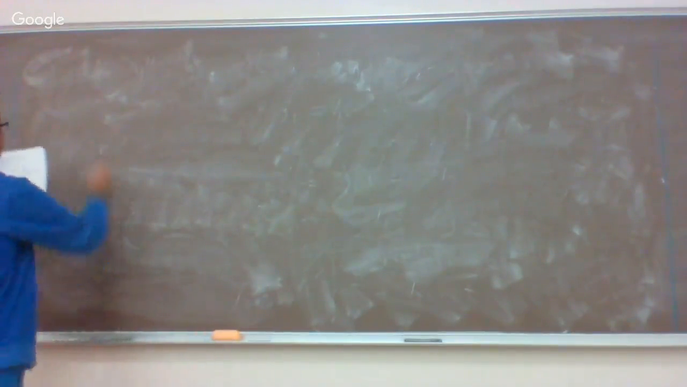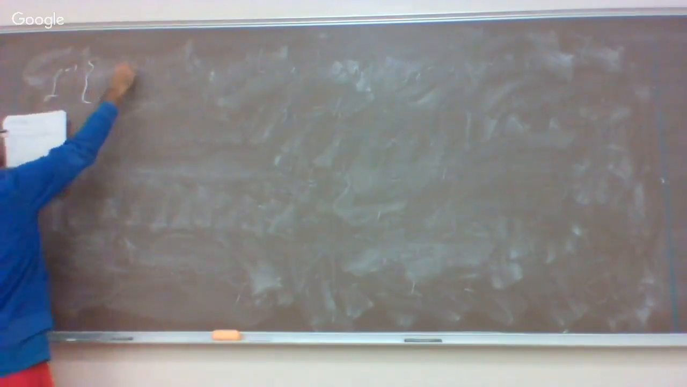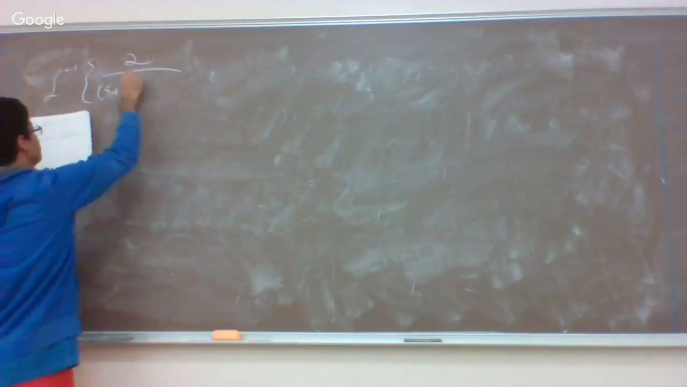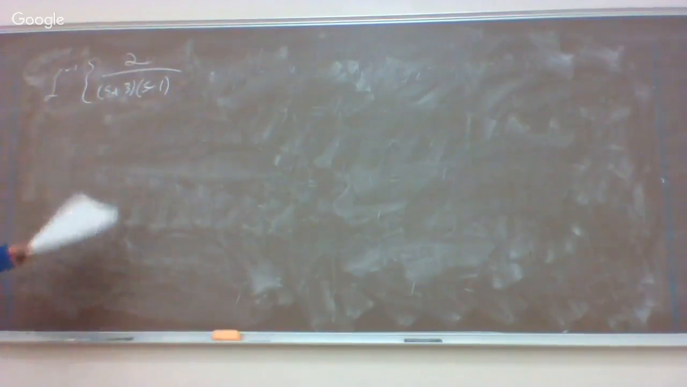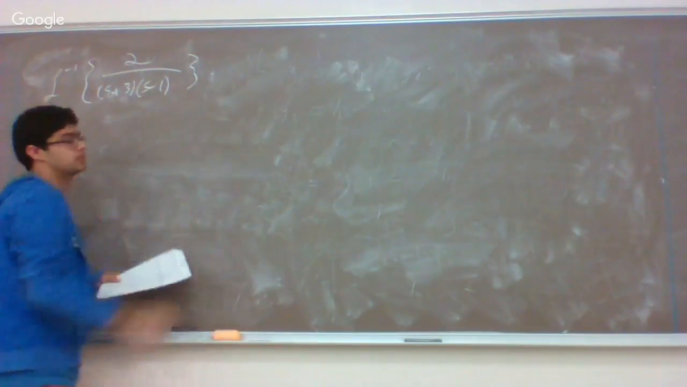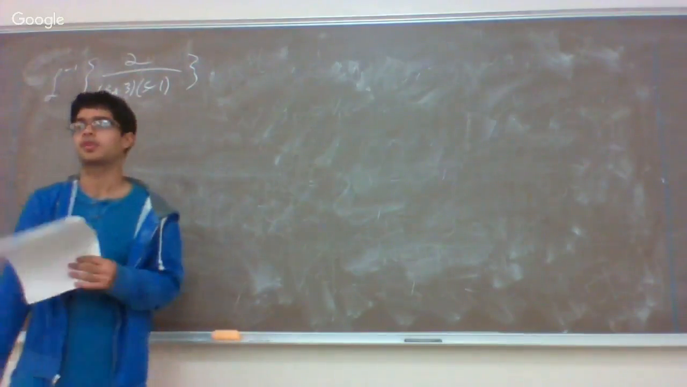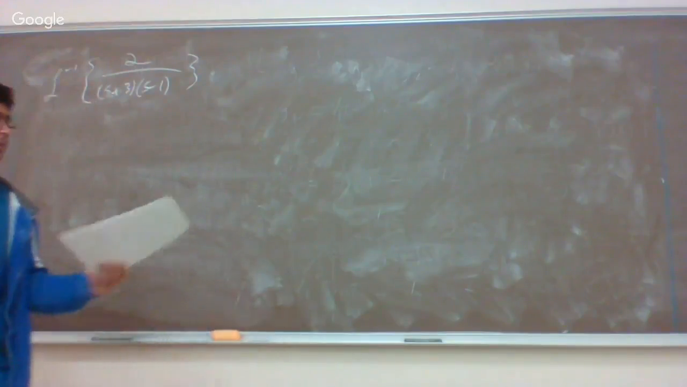So we are given the Laplace. We have to find the inverse Laplace of 2 over (s plus 3) times (s minus 1). What is one method? Partial fraction, and then solve it. But let's see the convolution too.